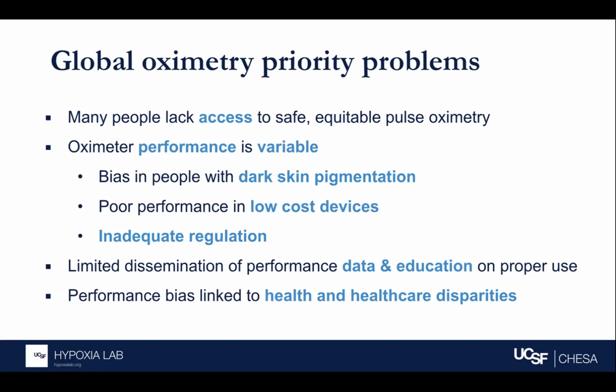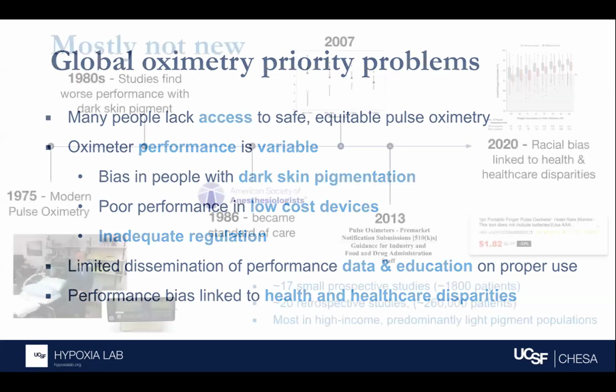The last two priority challenges that our project and others have been trying to address have to do with how to disseminate this performance data more transparently and in real time, as well as more material on education, how to properly use the devices. And finally, as Mike had alluded to, this notion that fairly recently, problems with pulse oximetry performance were linked to health and healthcare disparities. And we'll dig a little bit deeper into that.